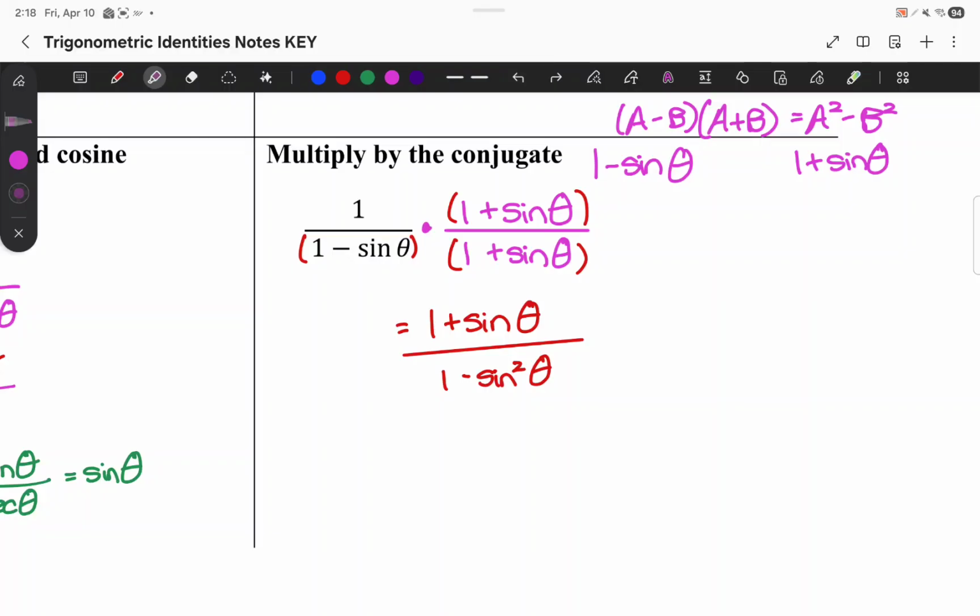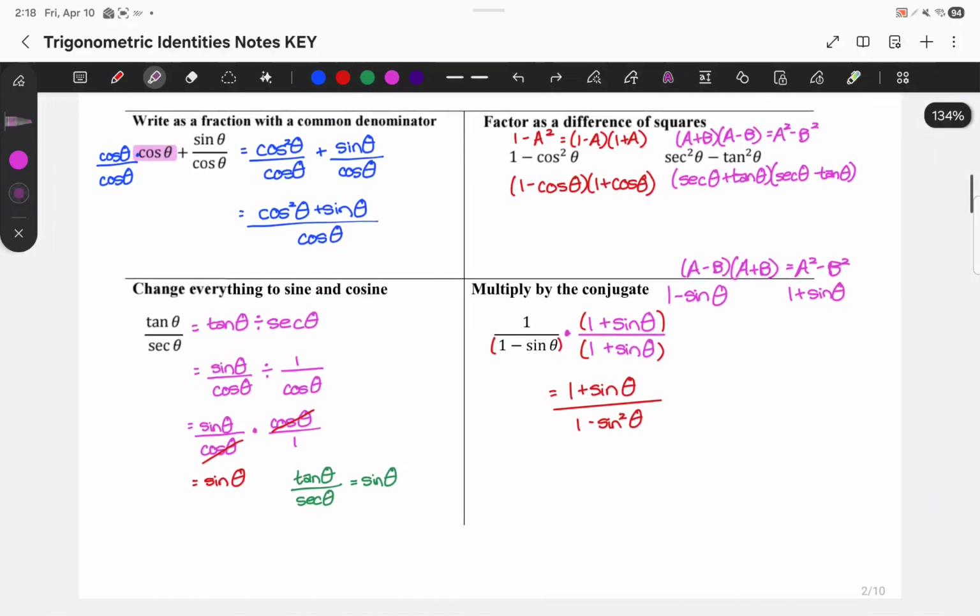Because imagine you had a cosine in the numerator, being able to write the denominator in terms of cosine would be helpful. I don't pick this technique very often, but when I see a denominator, or sometimes a numerator, that has 2 terms, and one of those terms is 1 and the other one is a trig function, that's usually when I try to multiply by a conjugate, because you'll get something squared and it might be one of the Pythagorean identities.